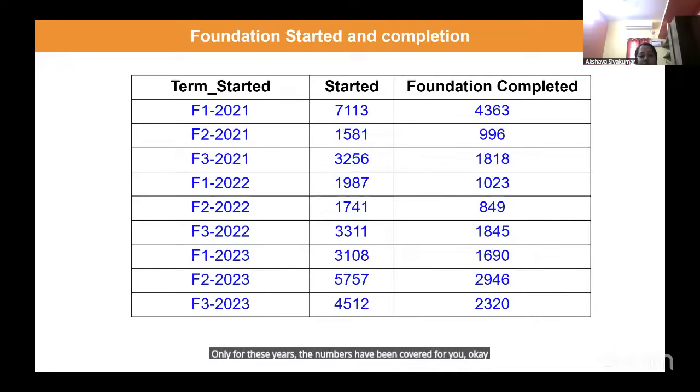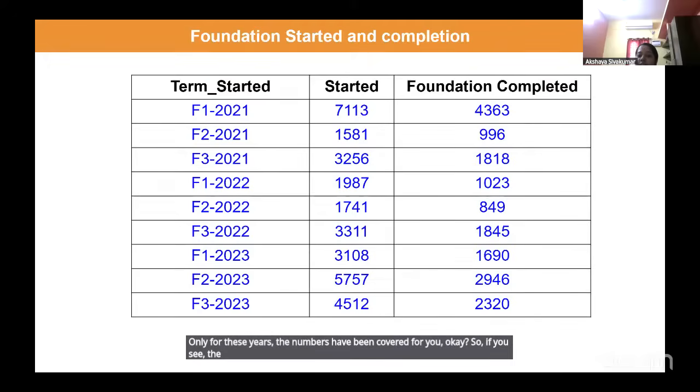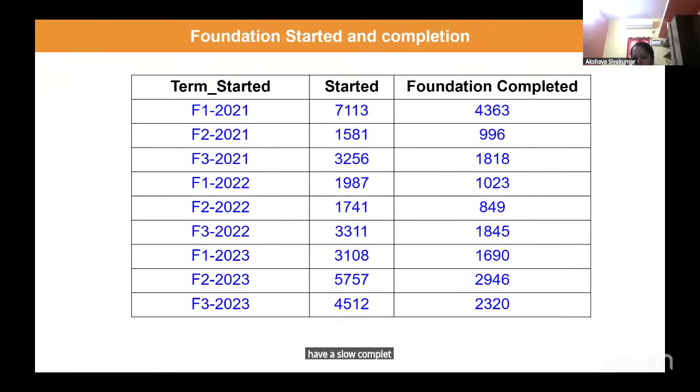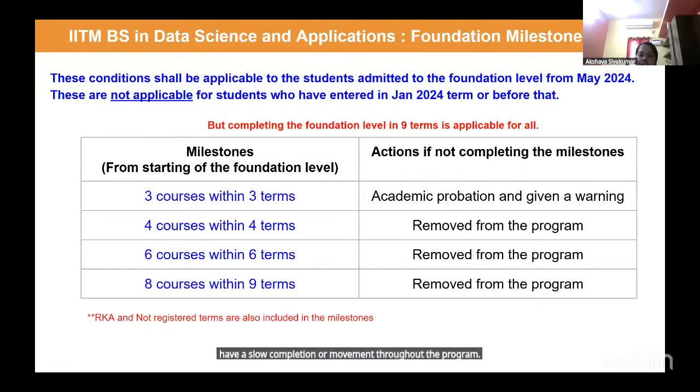If you see, the numbers have been gradually increasing for the students who have started. But you might ask the question, why is the number count decreasing as you progress? Because the program has its own rigor. We have checkpoints that are implemented, where the student has to mandatorily follow these checkpoints in order to have a smooth completion or movement throughout the program. Right, moving on to the next slide.